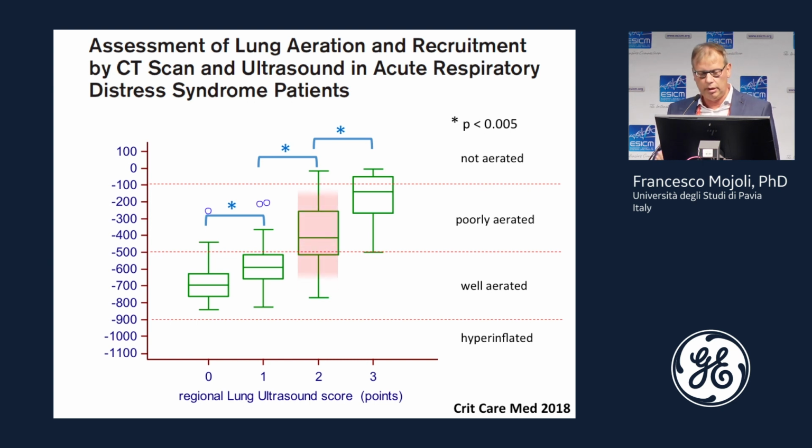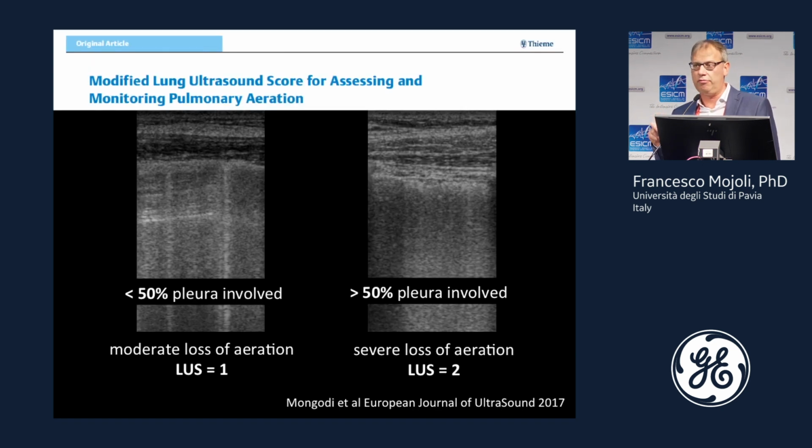So in order to improve the capability of the ultrasound-based scoring system in distinguishing moderate from severe loss of aeration, we suggest using a modified lung ultrasound score based on the percentage of pleura that is involved by artifacts. Less than 50% is score 1, more than 50% is score 2, that means severe loss of aeration.